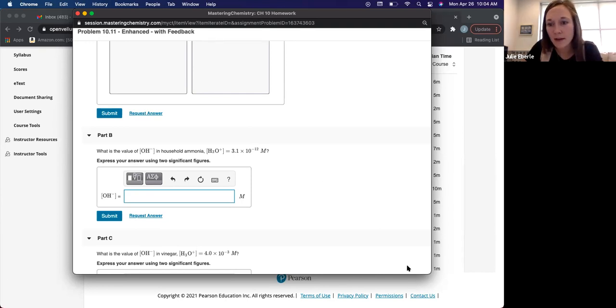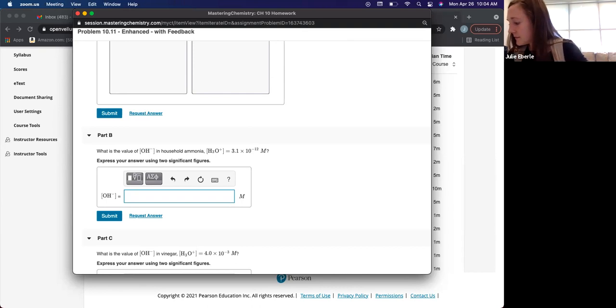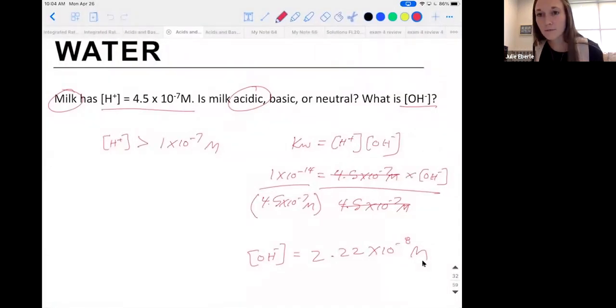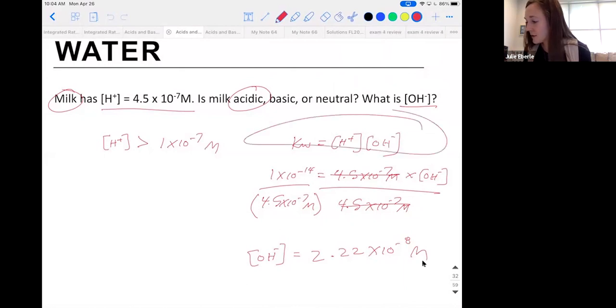Okay, here was the example with milk. You're given the concentration of H plus, and you're looking for OH minus. You're doing just the opposite here. I always said if you know one, you can find the other. So there's KW, and you just plug in. Here you're looking for OH minus, so you plug in H plus and you divide. It is the same thing here. We have H plus in both cases.